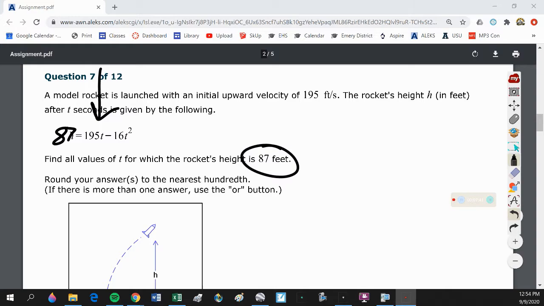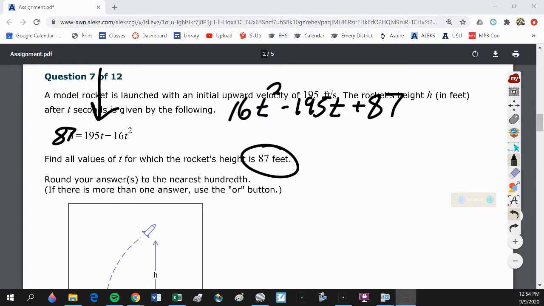And you could move everything to the right. I'm going to move it to the left. Why would I move it to the left? I want my leading coefficient to be positive. So that gives me 16t squared minus 195t plus 87. And I'm going to put that in the formula.